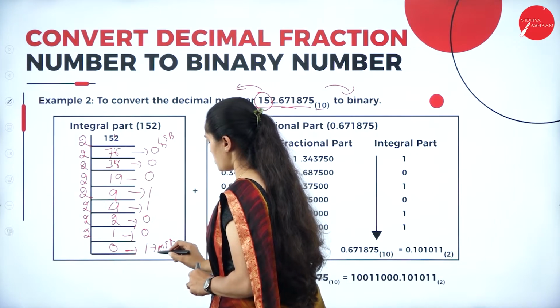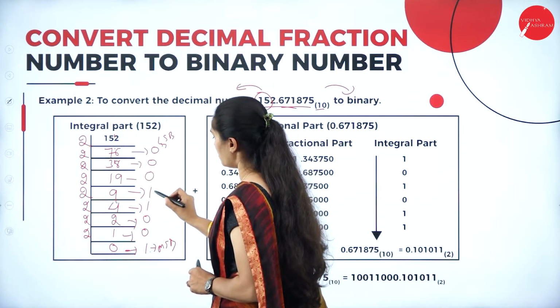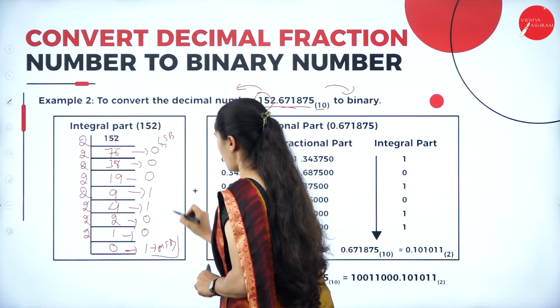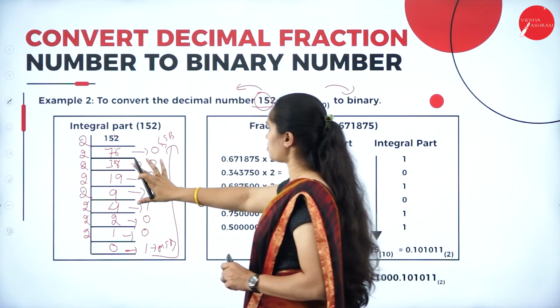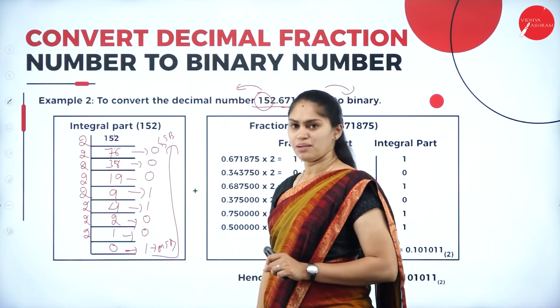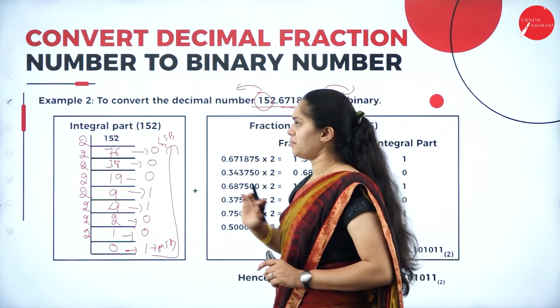How are we supposed to write this? 1 0 0 1 1 0 0. In this manner we have to write. This is what I got as the answer for the integral part 152. So let it be as it is.